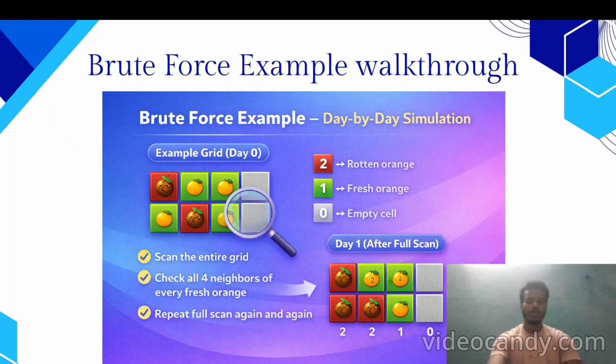Minute by minute flow. In minute 0, one rotten orange exists. In minute 1, an adjacent fresh orange becomes rotten. In minute 2, newly rotten oranges infect their neighbors. This process repeats until all oranges rot. Then it returns the time. If no new rotting occurs and fresh oranges remain, it returns -1. An important detail is that newly rotten oranges do not infect others in the same minute. This preserves the correct time tracking. The teaching point is each minute equals a full grid scan plus a controlled update.